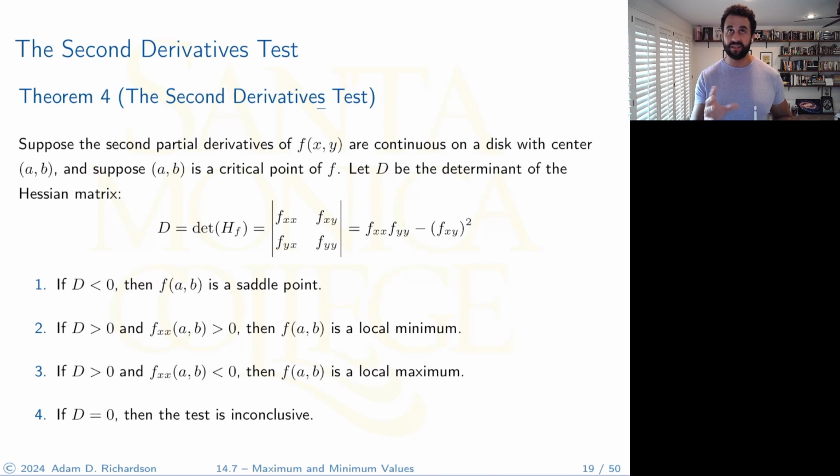This is kind of analogous to the second derivative test from Calc 1, where if that thing is positive, then it's concave up, right? The next one: if the determinant is positive and this second order partial is negative, you've got a local maximum. So now you're like this. And if the determinant is 0, it's inconclusive. You can't do anything if you know the determinant is 0.